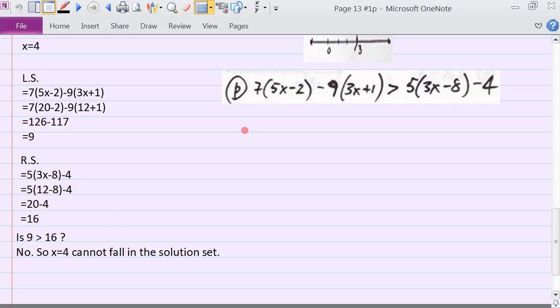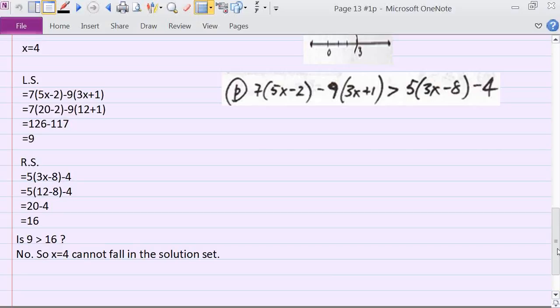So we've replaced the left side of the inequality where x equals 4 and the right side where x equals 4, and we're left with 9 being the left side, 16 being the right side. Is 9 greater than 16? And the answer is no, 9 is less than 16. So x cannot fall within the solution set.